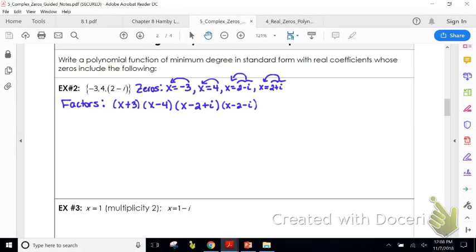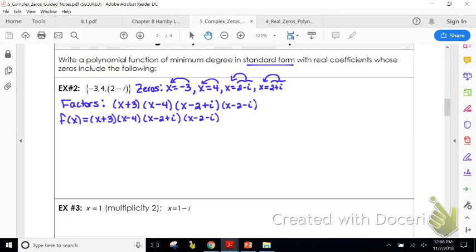All right, so if I know my factors, then I know my function in factored form, because then I just say f of x equals, and I'm going to list my factors. So x plus 3, x minus 4, x minus 2 plus i, and x minus 2 minus i. But did it ask for it in factored form? No, it said standard form, which is where we have to have all the different terms, right? So I have to do all the multiplying.